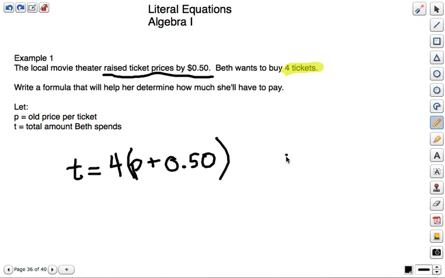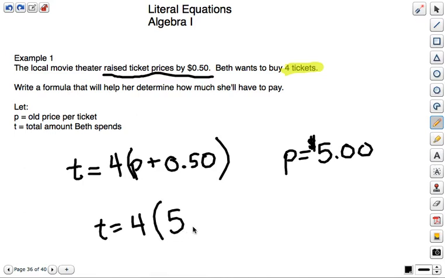Let's say that the old price per ticket was $5. Okay, so let's go ahead and figure out if the ticket prices were $5, how much is Beth going to pay today for that? And this is just a little bit extra. Usually you're not asked this in the lesson, but I just want to show you how we would do that. So we would substitute 5 in for P. So we have $5 plus 50 cents.